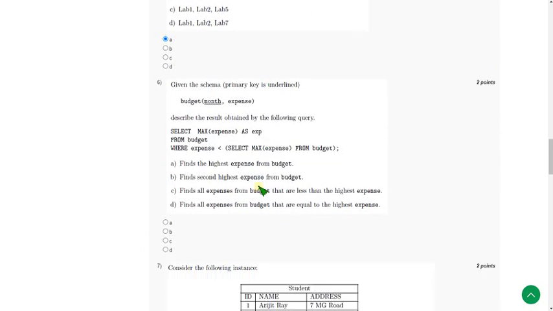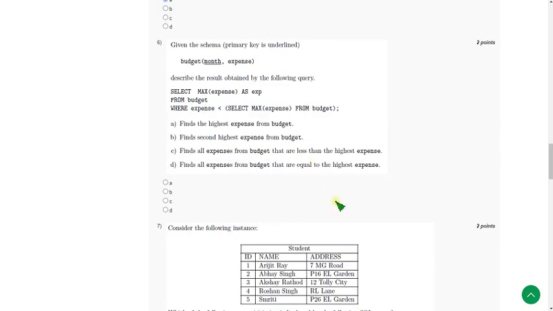And next question, that is sixth one. Generally see that here budget means a table, month and expense are the columns. In the code, if you see that if expense is less than maximum of expense, that means for every expense which is less than the highest expense, that means except the maximum value in the expense, remaining all expenses are taken as a list. That means starting from second highest to remaining all expenses, we will select maximum of those remaining expenses. That means second highest expense will be the output we will get.